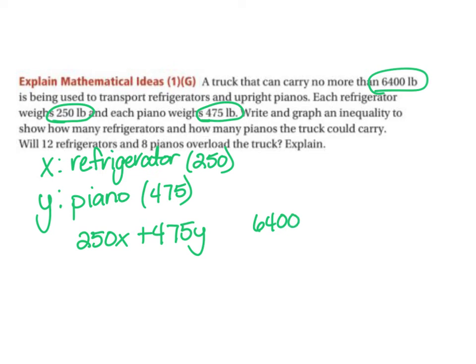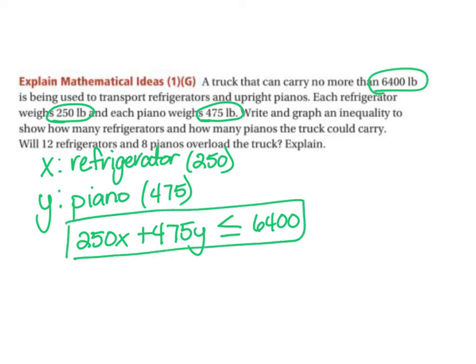So we need to figure out what symbol we're going to use. Can it weigh 6,400? Yes. So you can include an equal sign. Can it be less than, but can it go over? No. So it has to be less than or equal to 6,400. So this inequality would represent that situation.